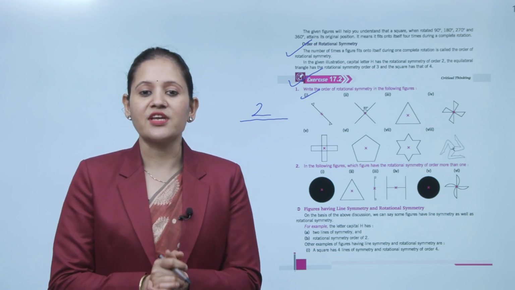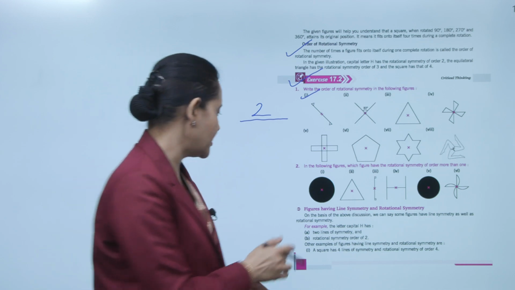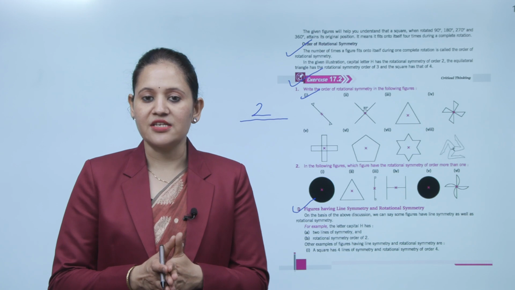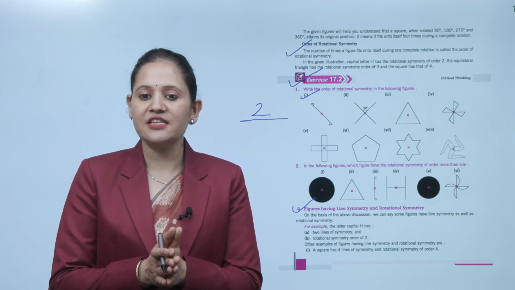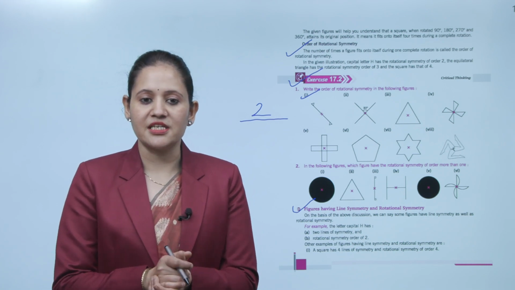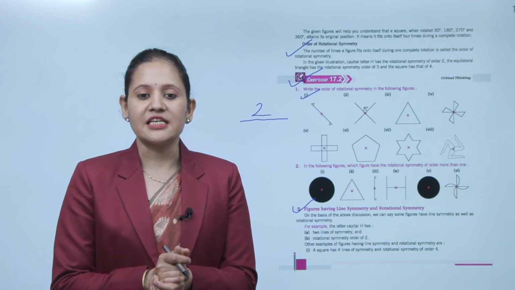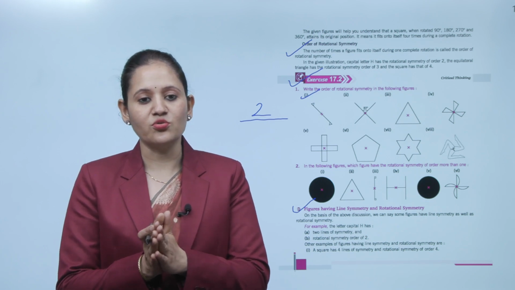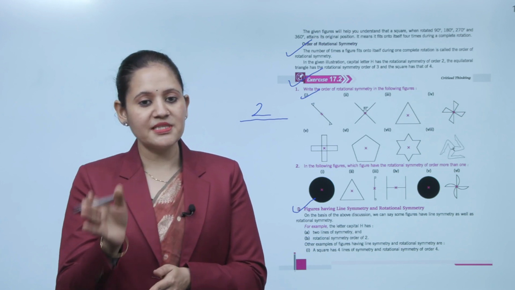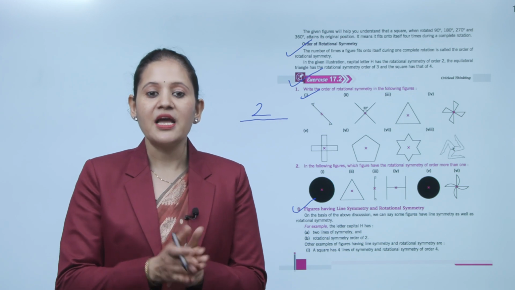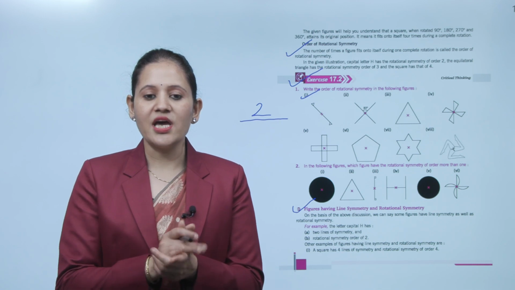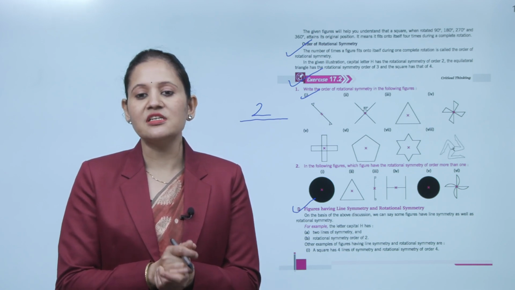Next is figure having the line symmetry and rotational symmetry. On the basis of our discussion, we can say some figures have the line symmetry as well as the rotational symmetry. For example, the letter capital H has 2 lines of symmetry and the rotational symmetry order 2. So letter H में line of symmetry भी होती है and rotational symmetry भी होती है. Other examples of the figure having the line of symmetry and rotational symmetry are: a square has 4 lines of symmetry and rotational symmetry of order 4.